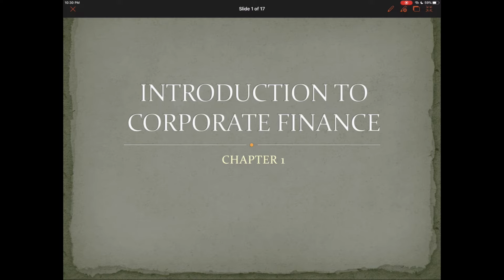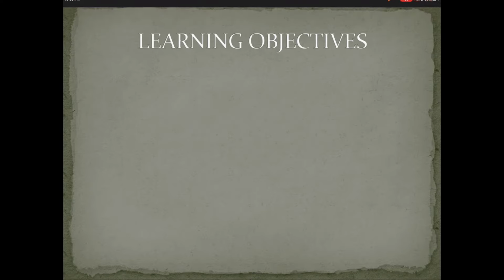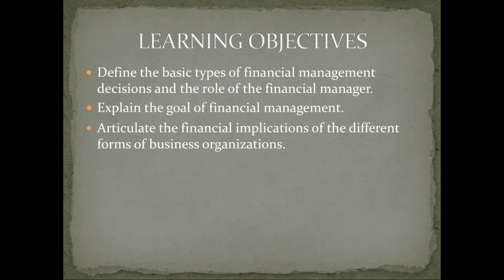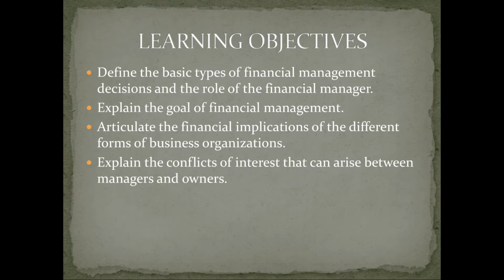So today, as we cover Chapter 1, our learning objectives, first of all, are to define the basic types of financial management decisions and what is the role of the financial manager within these decisions. 2, explain the goal of financial management. 3, articulate the financial implications of the different forms of business organizations. And lastly, be able to explain the conflicts of interest that can arise between managers and owners.